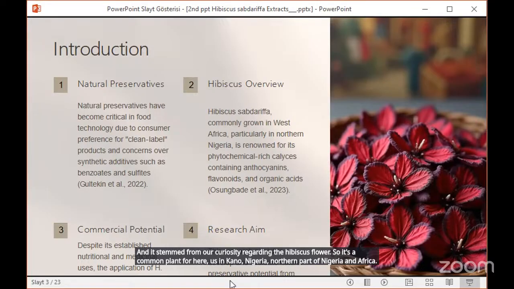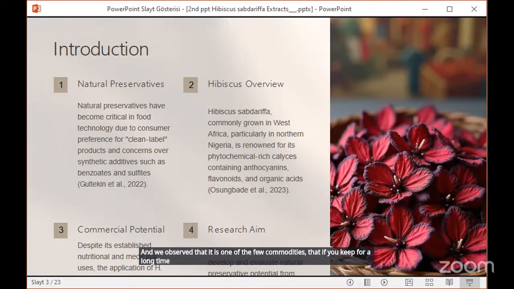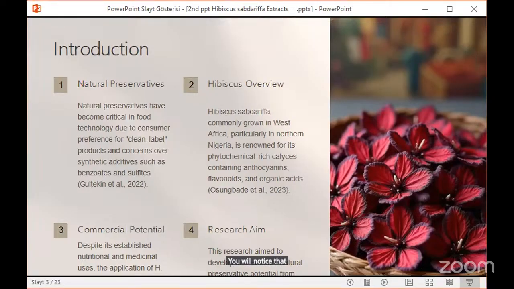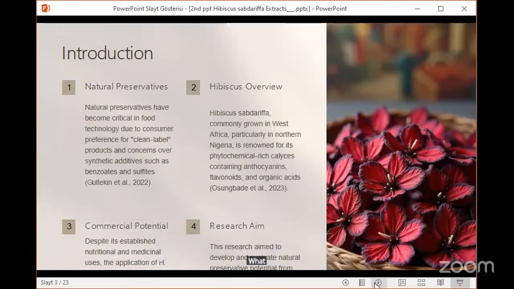We use it to make drinks and tea. And we observed that it is one of the few commodities that, if you keep it for a long time, despite the weather here, where it's quite hot and humid, you will notice that it's quite resistant to mold. So based on that, we got curious and said, what if we can use the extract as a natural preservative?